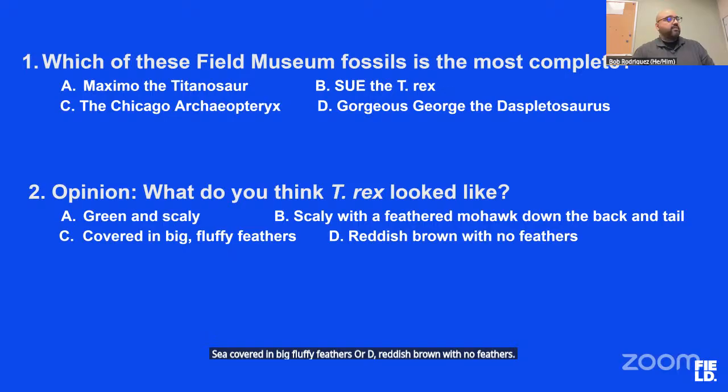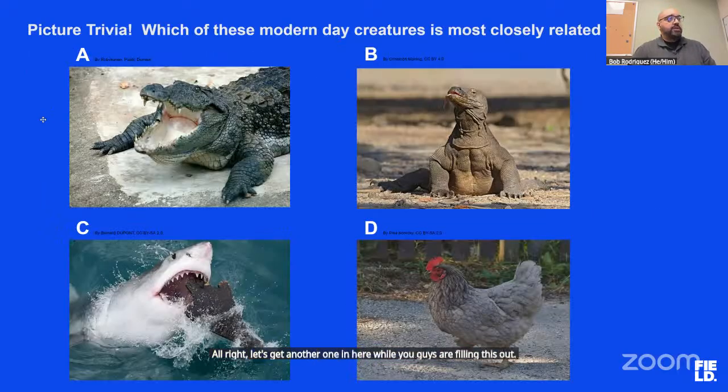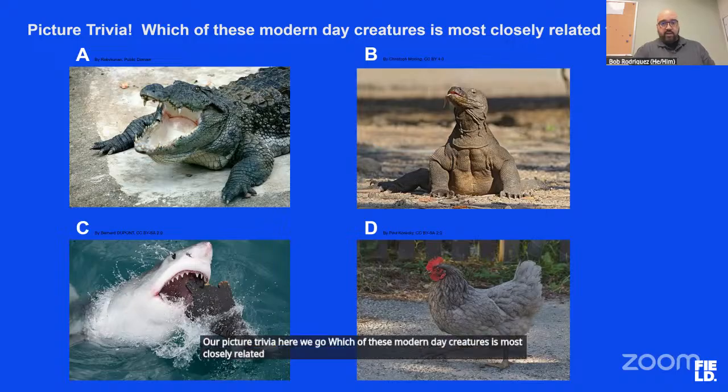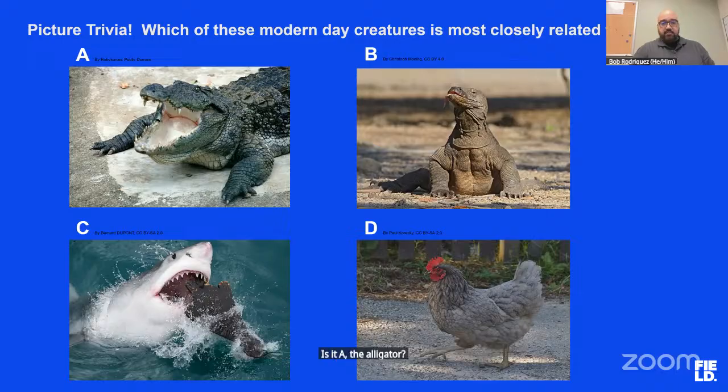All right, let's get another one in here while you guys are filling this out. Our picture trivia, here we go. Which of these modern day creatures is most closely related to T. Rex? Is it A, the alligator, B, the Komodo dragon, C, the shark, or D, the chicken?